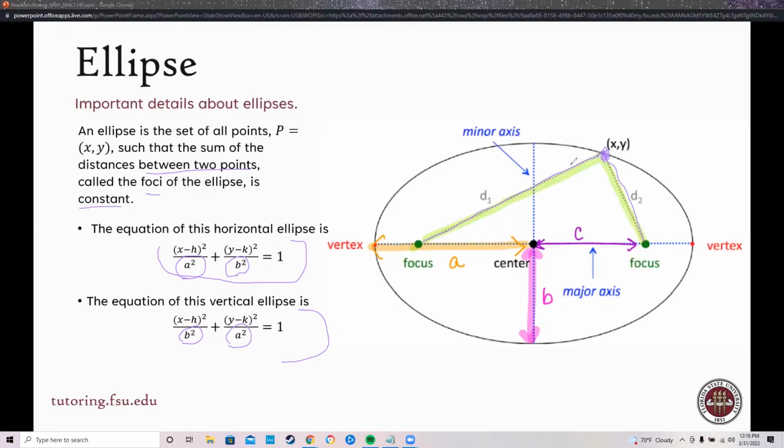So hypothetically speaking, if I moved my point over here and my D1 was this distance and my D2 was this distance, they would still add up to the same value. And that should be true everywhere, regardless of whether the point is here or like here. The two distances will always add up to the same value. Then you have an ellipse.